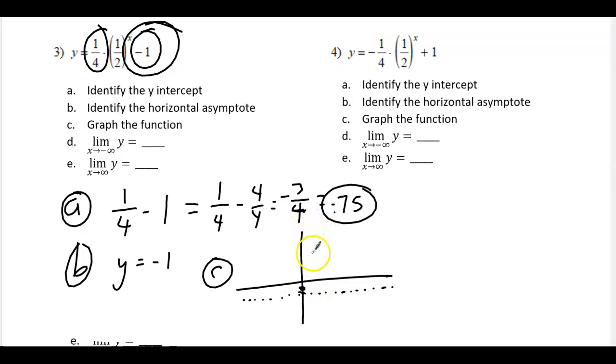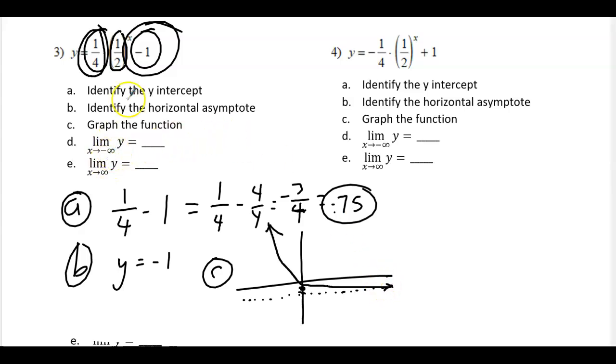And then we need to know the shape, and I gave you guys a chart you can look at in your notes. I think it was 8.3 or 8.4 notes. If your A is positive and your B value is less than 1, that means your graph is starting high on the left, coming down, hitting your y-intercept, and getting flat against the asymptote on this side. And that's what that one would look like.